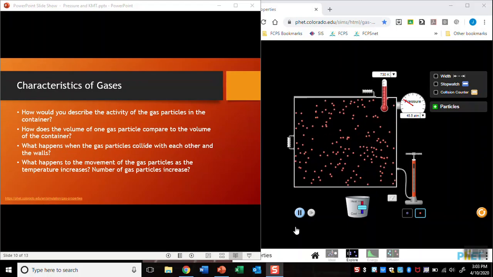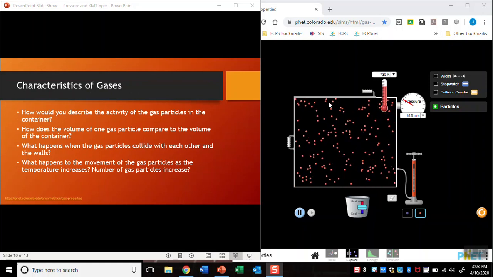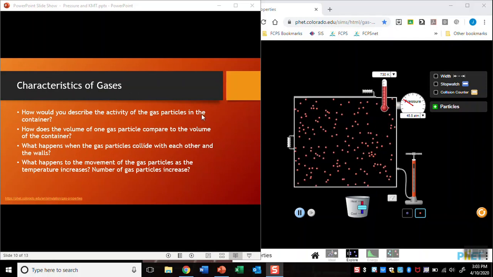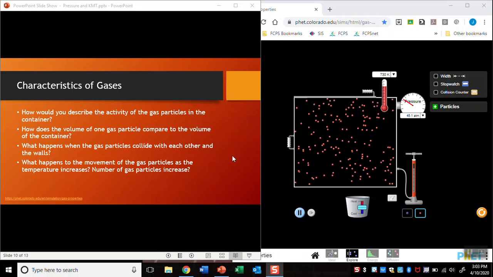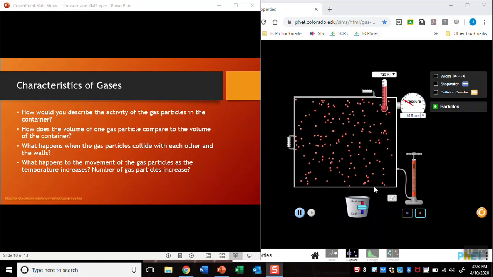Now, before we talk about gas and the behavior of gas, I'm going to use a simulation, and the simulation is from PhET. And on the left side of the screen, I have some questions that I want you to think about as I take you through the simulation, okay?